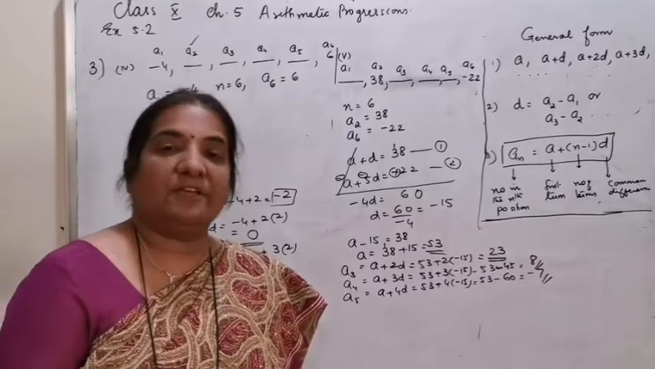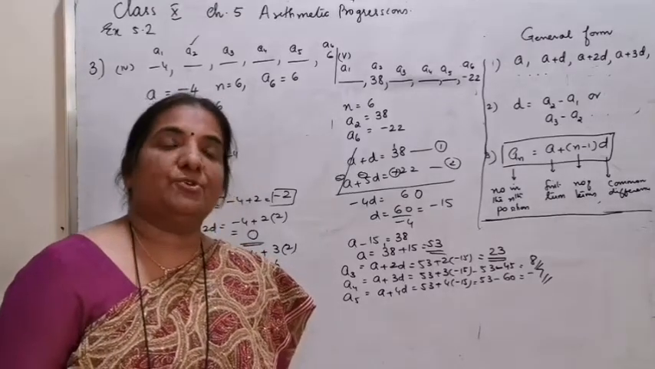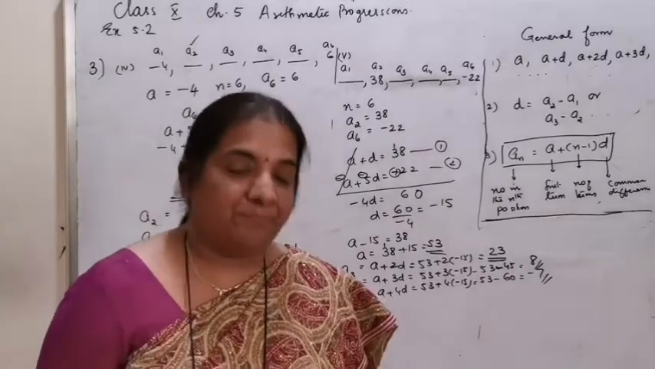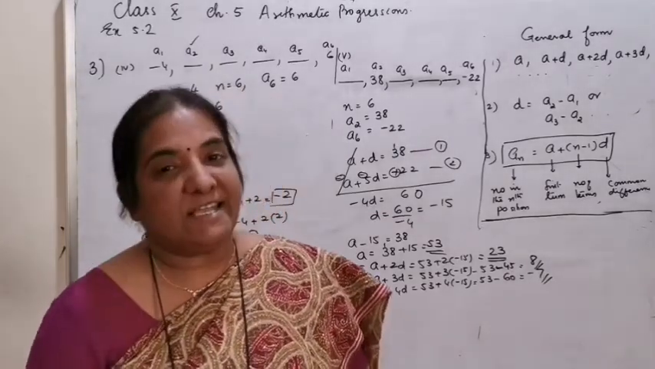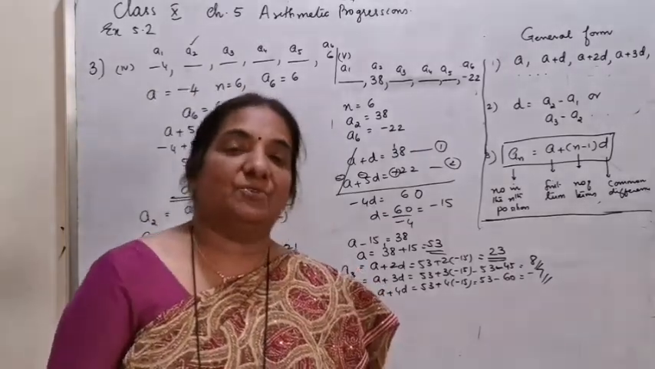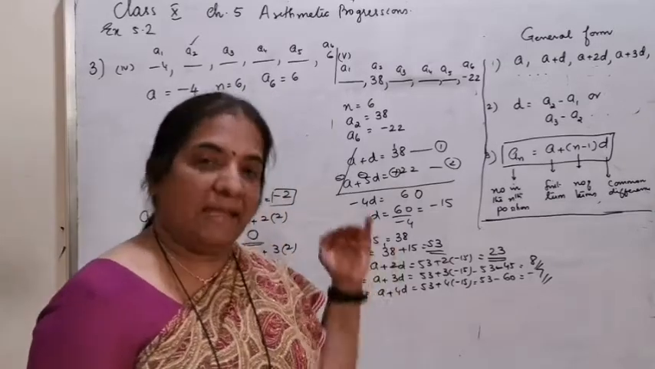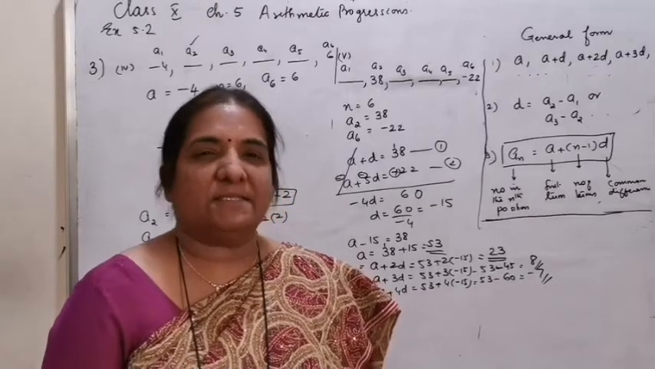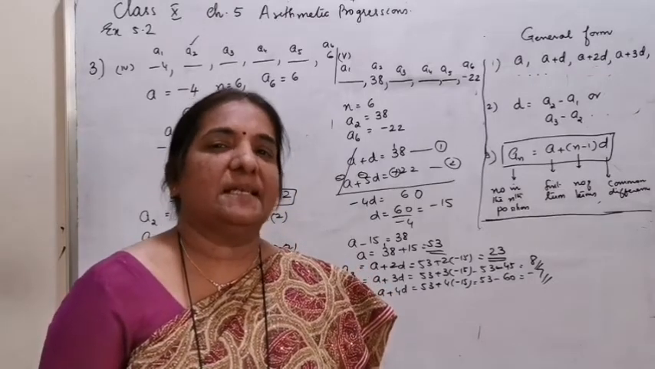Now they have given like word problems. So by reading the question you should understand whether A is given, AN is given, D is given, N is given, so that you can substitute in AN is equal to A plus N minus 1 into D. This is the only formula used in this exercise.